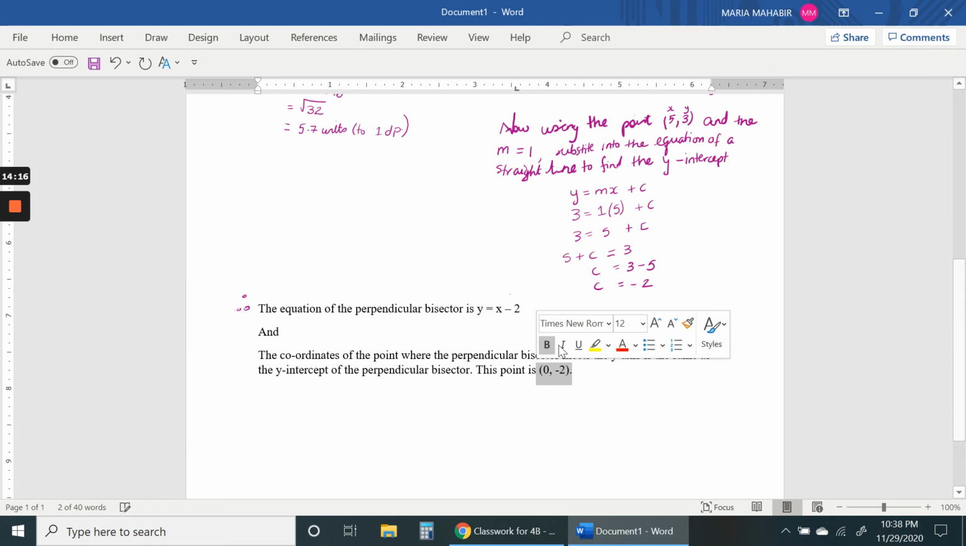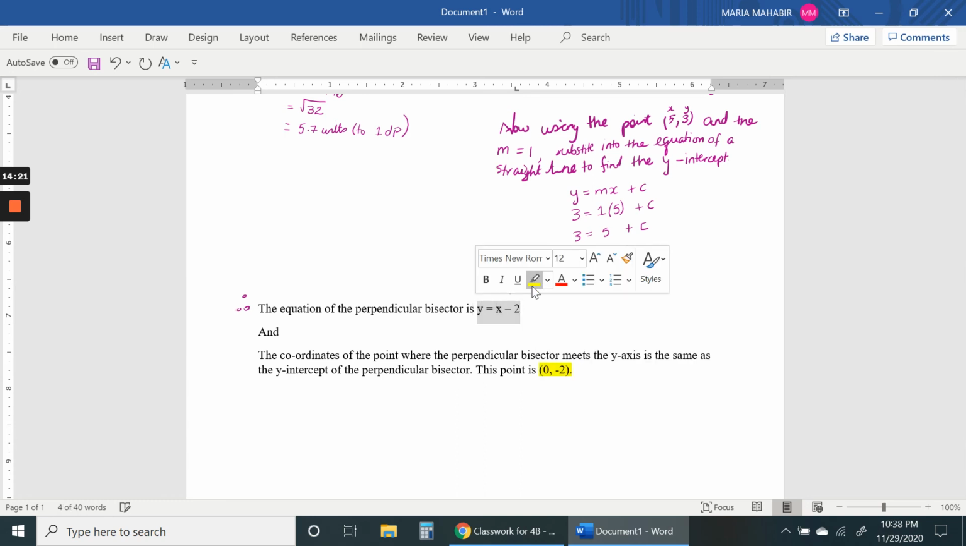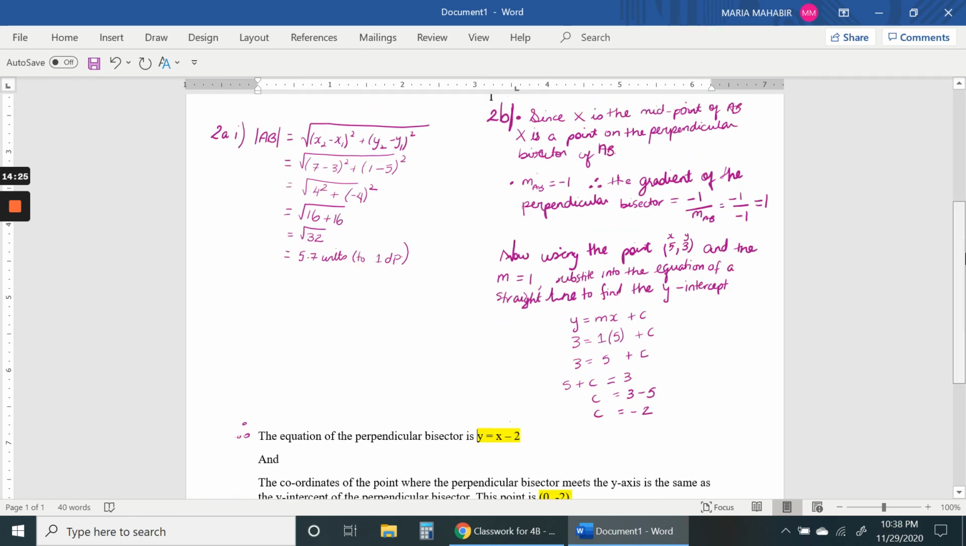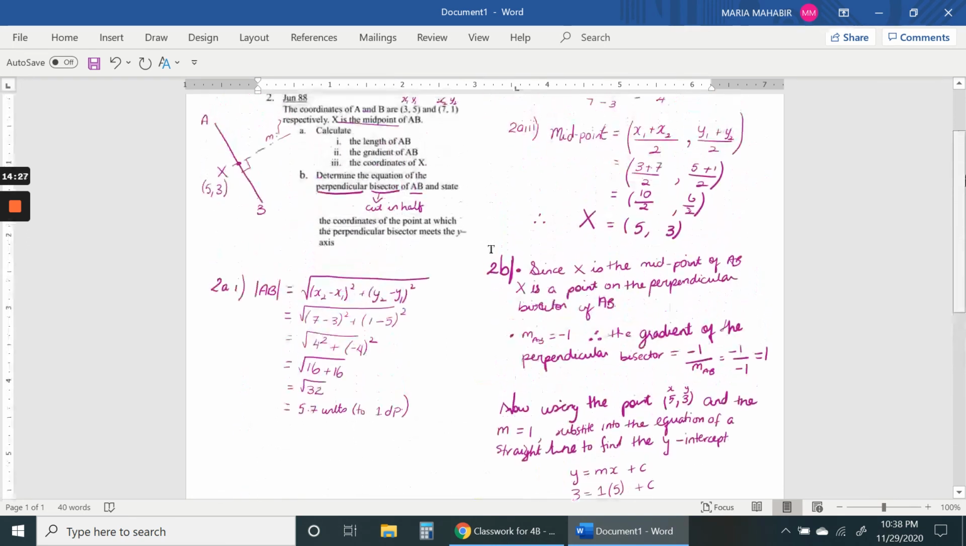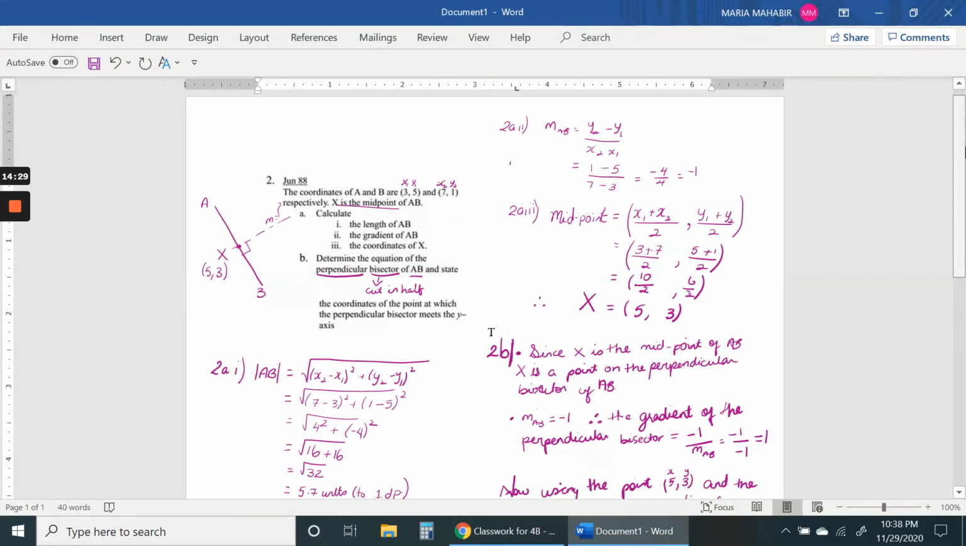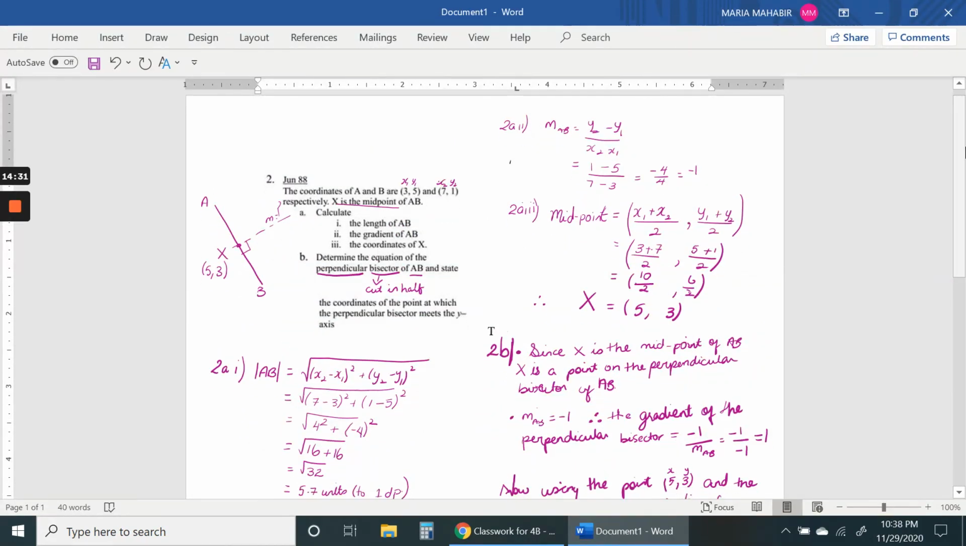So this was your answer. This was your B. So this was the answer to the first part of part B, and this was the answer to the second part. Go through it, make sure you understand it. Remember, you can stop the video at any point and replay it. Make sure you understand it fully.